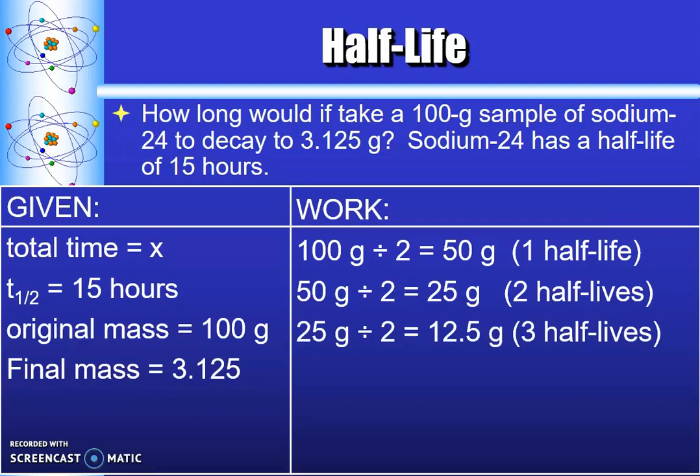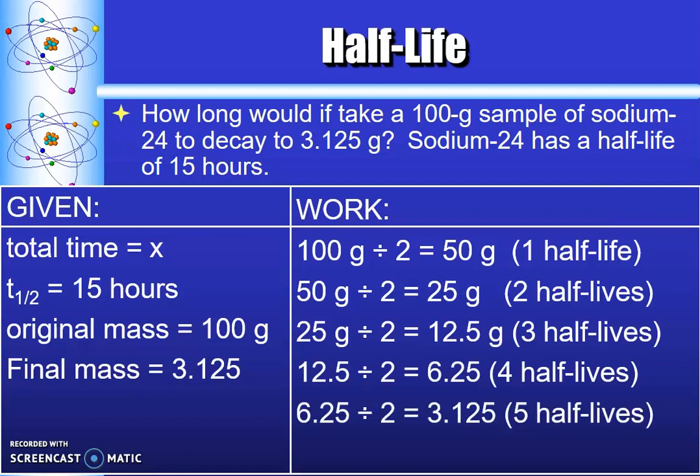Now I've gone 3 half-lives. Still not down to the smallest mass that I need yet, so keep going. 12.5 divided by 2 is 6.25. I've gone 4 half-lives. I'm still not there yet. 6.25 divided by 2 is 3.125. I have gone 5 half-lives, and I am at my ending mass. So it took me 5 half-lives.